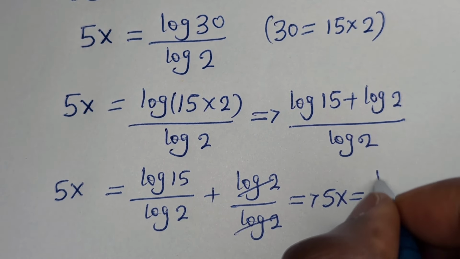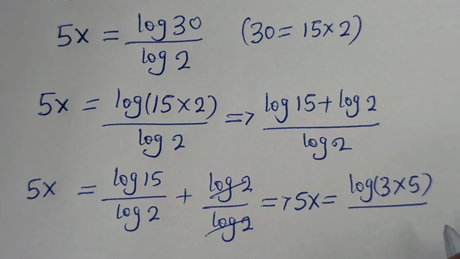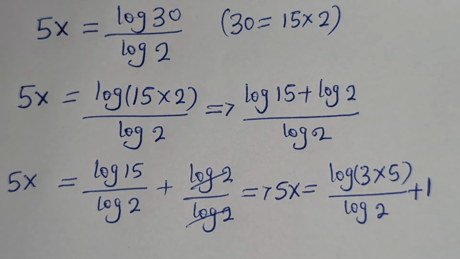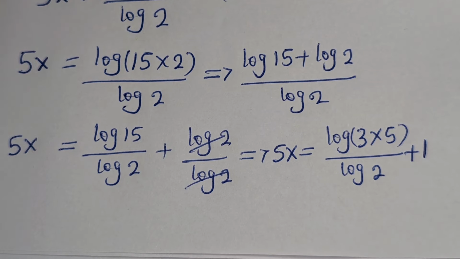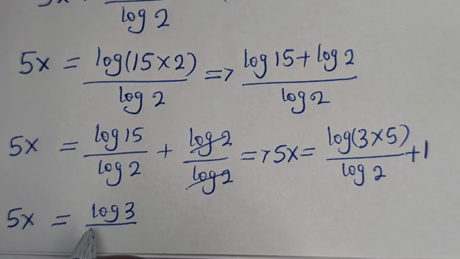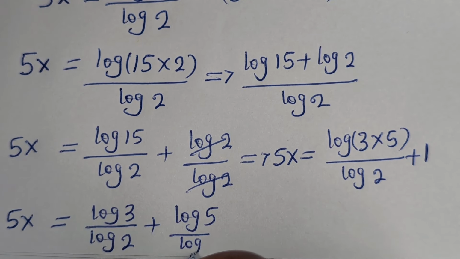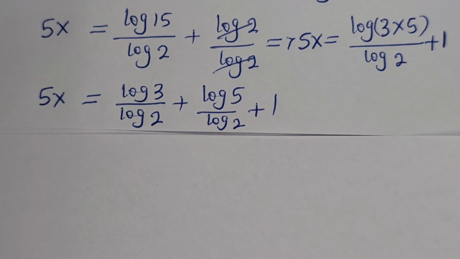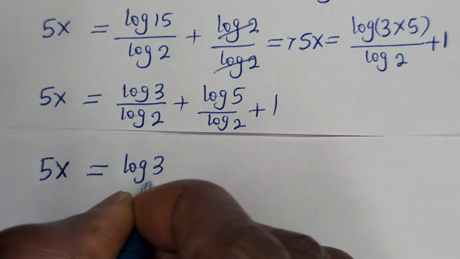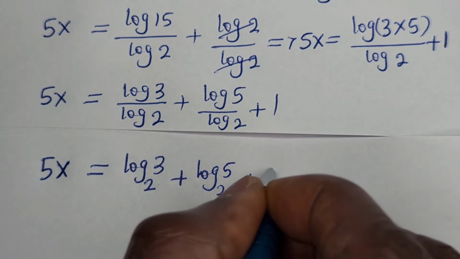This is the same thing as 5x is equal to log of 3 multiplied by 5, divided by log 2, plus 1. 5x is equal to log 3 divided by log 2 plus log 5 divided by log 2 plus 1. 5x is equal to log 3 base 2 plus log 5 base 2 plus 1.